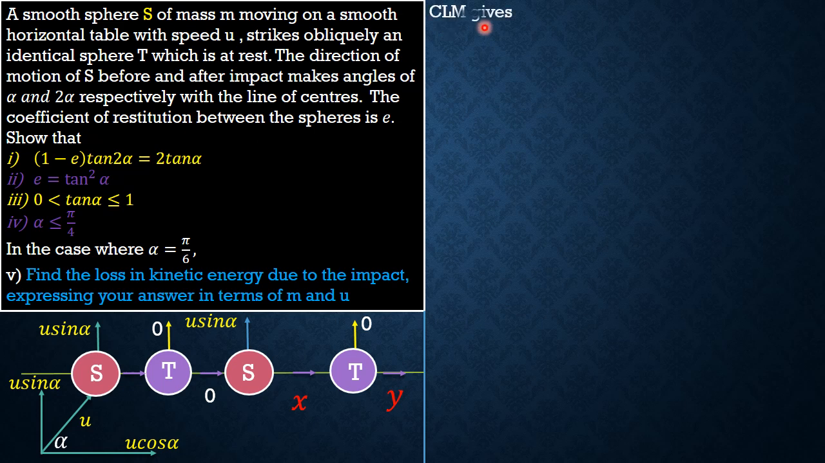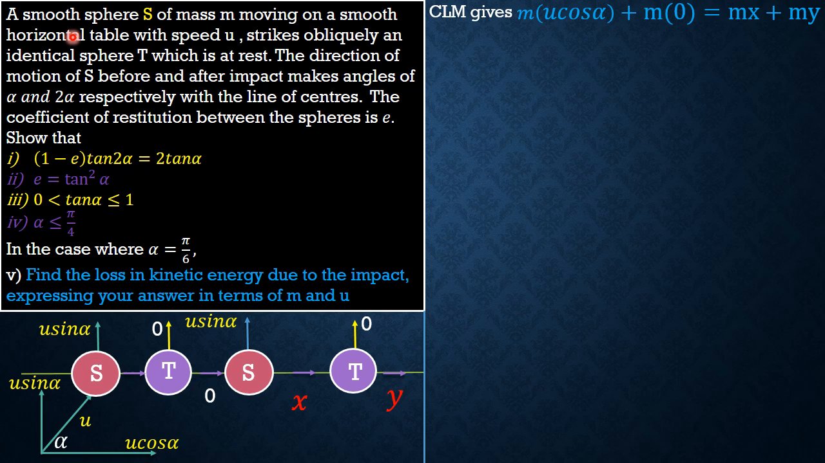We are going to start with the conservation of linear momentum, guys, which simply tells us that momentum before collision has to be the same as the momentum after collision. Since momentum is mass times velocity, and we should keep in mind that sphere T initially has no momentum since it has no speed, we are going to have m times the component of the speed of sphere S responsible for its horizontal motion, which is u cos alpha.